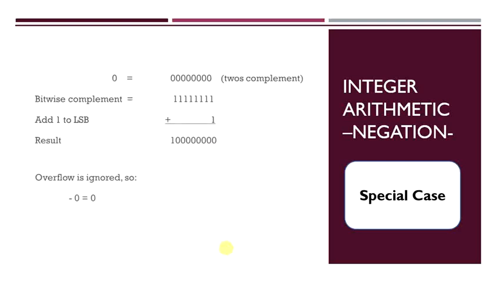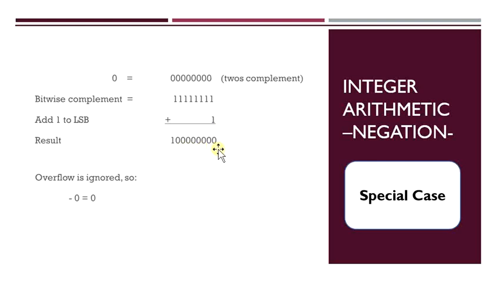This is the special case of the negation. The example is 0 here. In this case, we need to take the 2's complement with 8 bits of 0. Then we do the bitwise complement, or flip the numbers. After that, we add 1 to the LSB. So the result is 1, 0, 0, 0, 0, 0, 0, 0, 0.